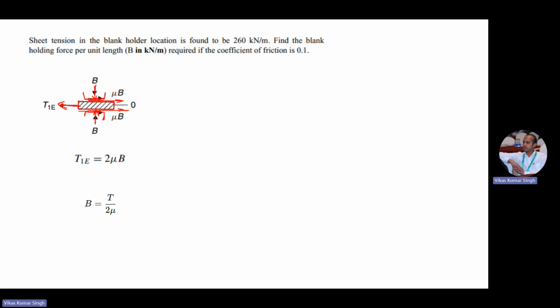If this holding force is denoted by B, it is the blank holding force. This is also called a normal force because it is normal to the surface.